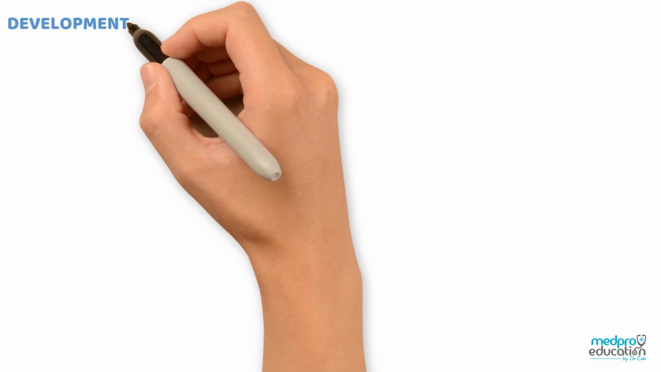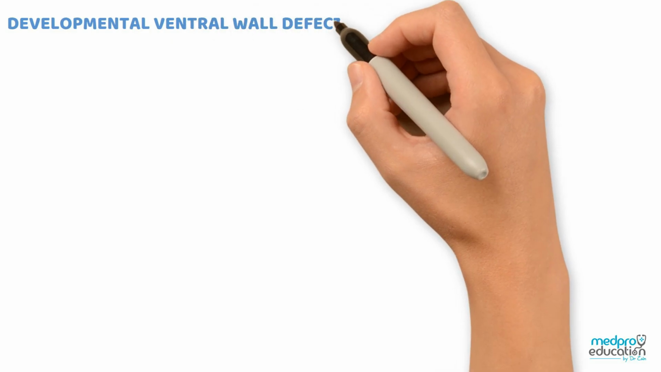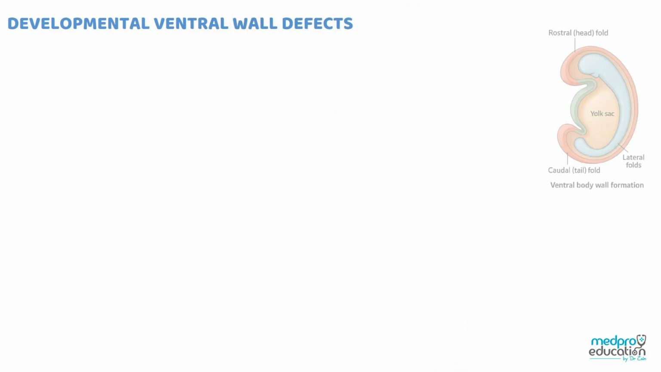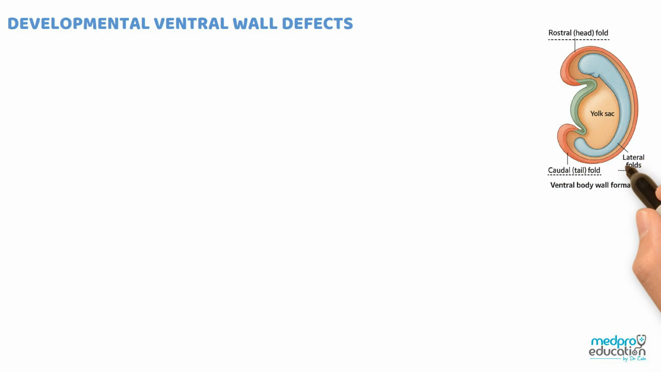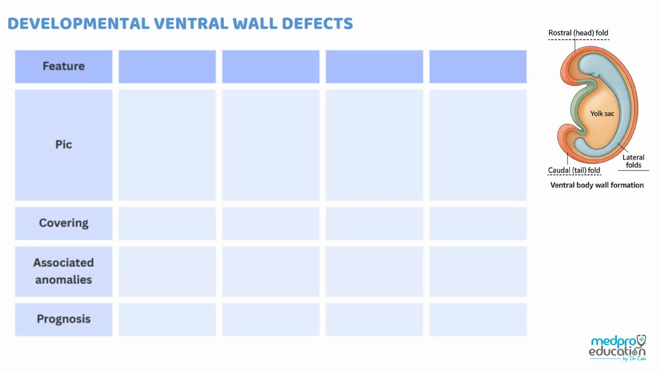During embryonic development, the ventral body wall forms through the coordinated folding of 3 regions: the rostral, head fold, the caudal, tail fold, and the lateral folds. Failure of these folds to close properly leads to ventral wall defects, which include gastroschisis, a right-sided abdominal wall defect where bowel loops herniate without any covering membrane.